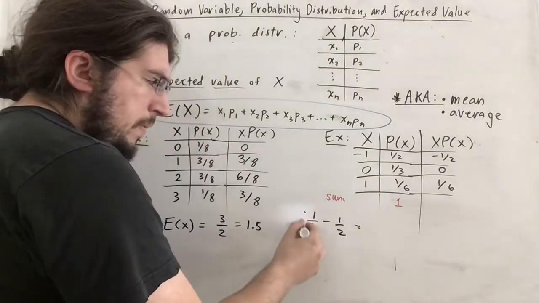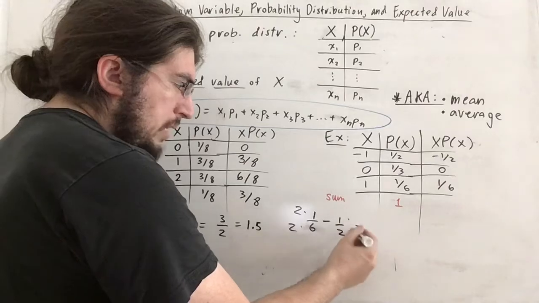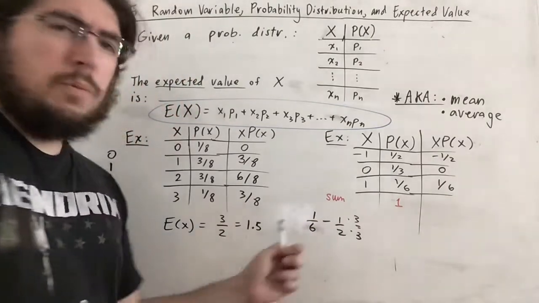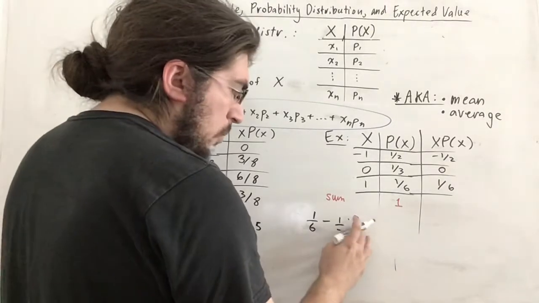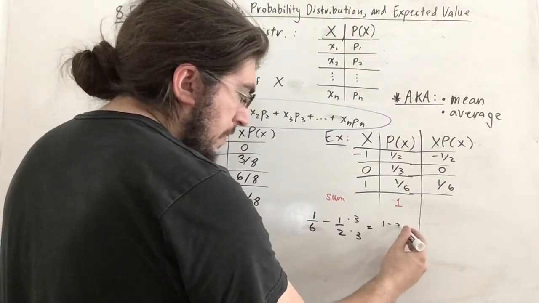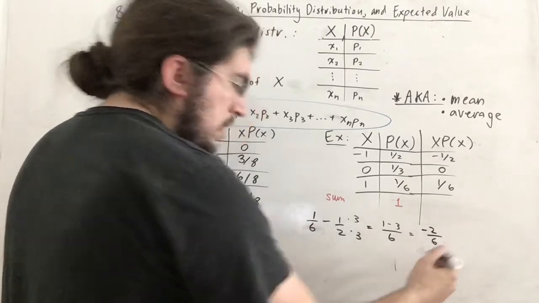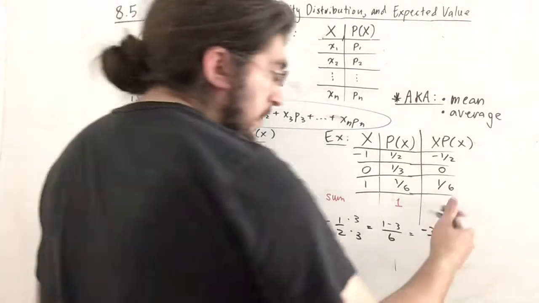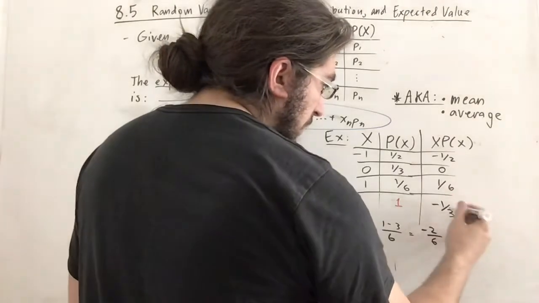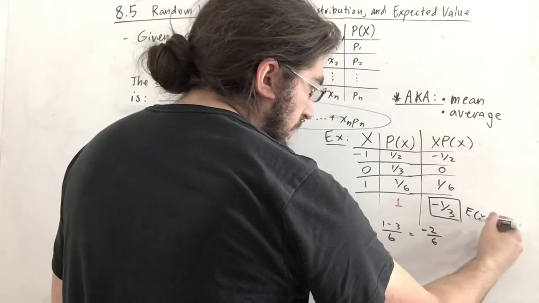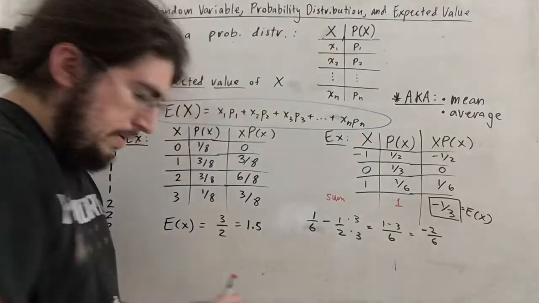If you find a common denominator, multiplying this by 2 and multiplying this, I guess we could just multiply this by 3 actually. That was a little overboard. Yeah, just multiplying the second one by 3, top and bottom, we'll get 1 minus 3 over 6, which is -2 over 6. And of course, that reduces to -1/3. So here we get -1/3 as our expected value. So that's E of x. All right.